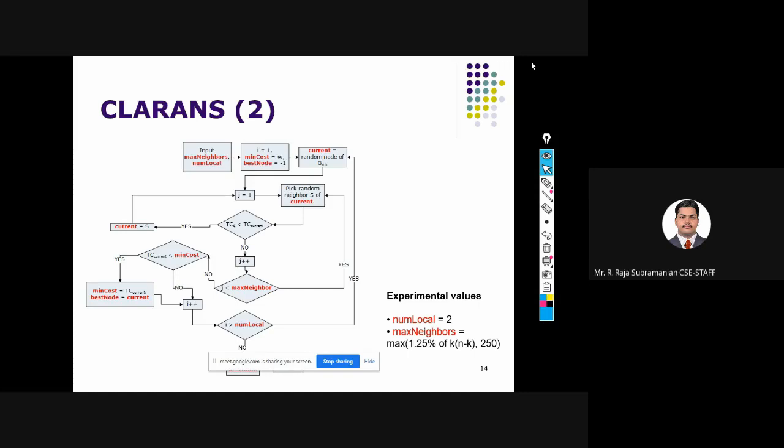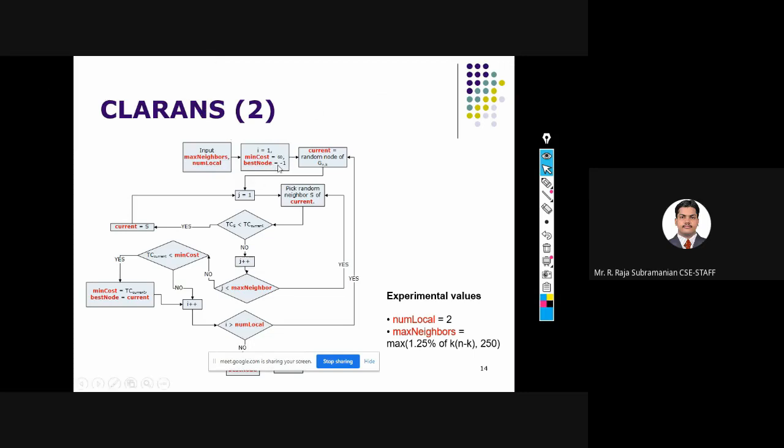One is num local, nothing but the number of iterations I have to do for completing this particular process. Next, I'll be having something called max neighbors. Max neighbors is nothing but the maximum number of neighbors that is required to form the particular cluster. So these two things: num local is the number of iterations I have to do to finish the task, and max neighbors is how many points should be there as neighbors to form a cluster.